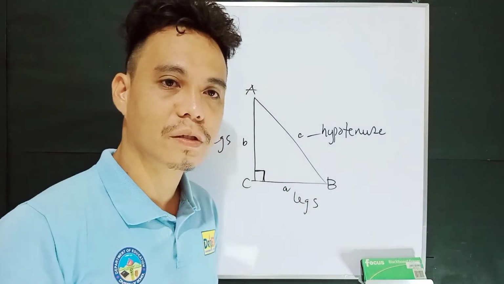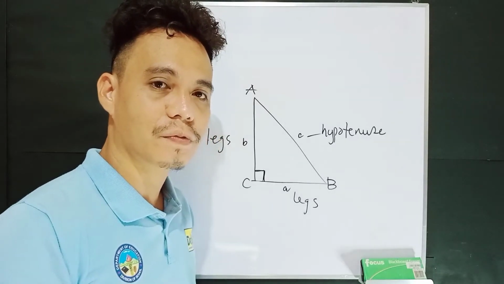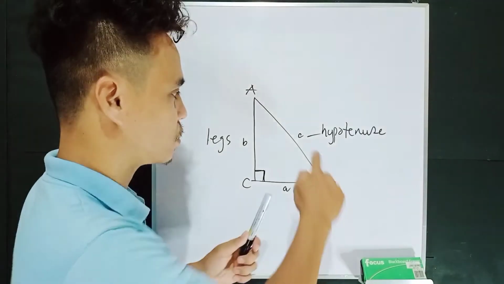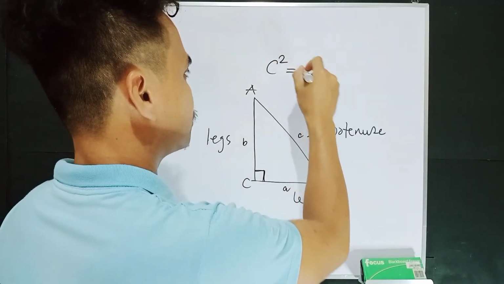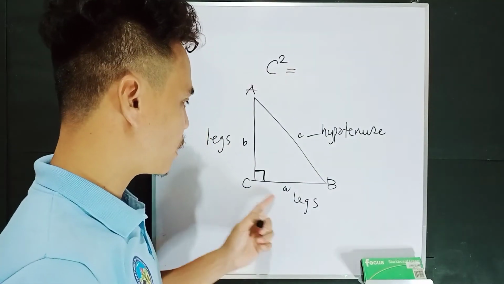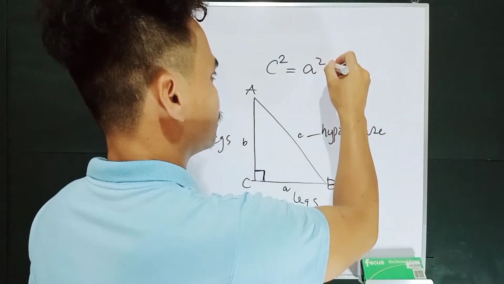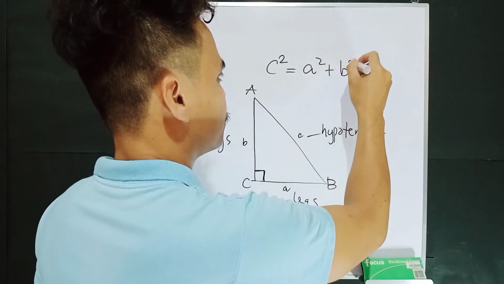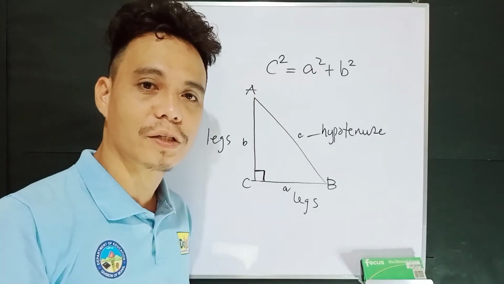So, kung isi-symbol natin guys, in a right triangle, the square of the hypotenuse, so therefore, the square of your C, side C, is equal to the sum of the square of two legs. So, pinag-add daw ng dalawang square ng two legs. So, therefore, your A square plus B square. So, yun po yung sinasabi ng Pythagorean theorem.